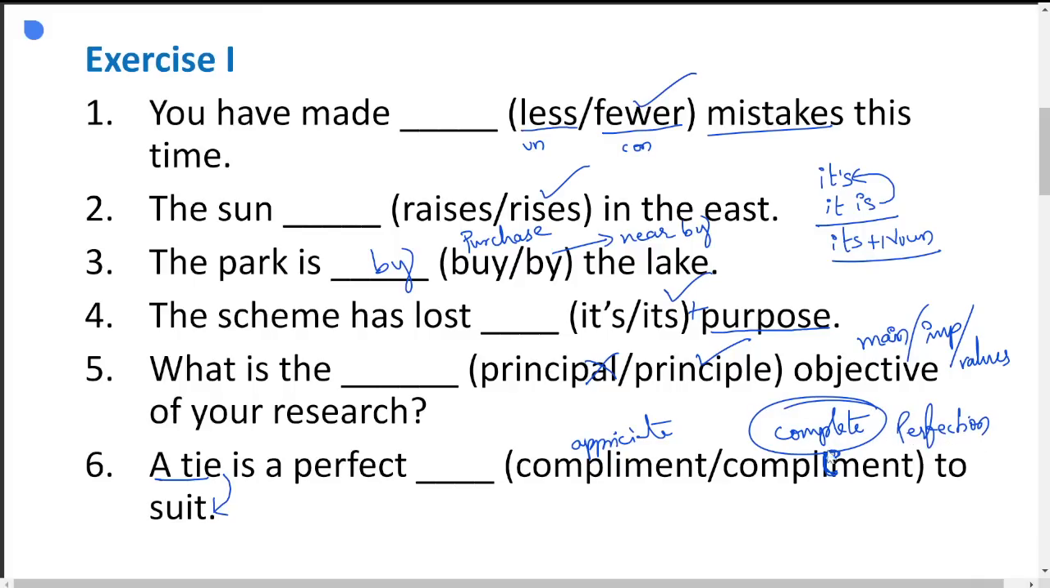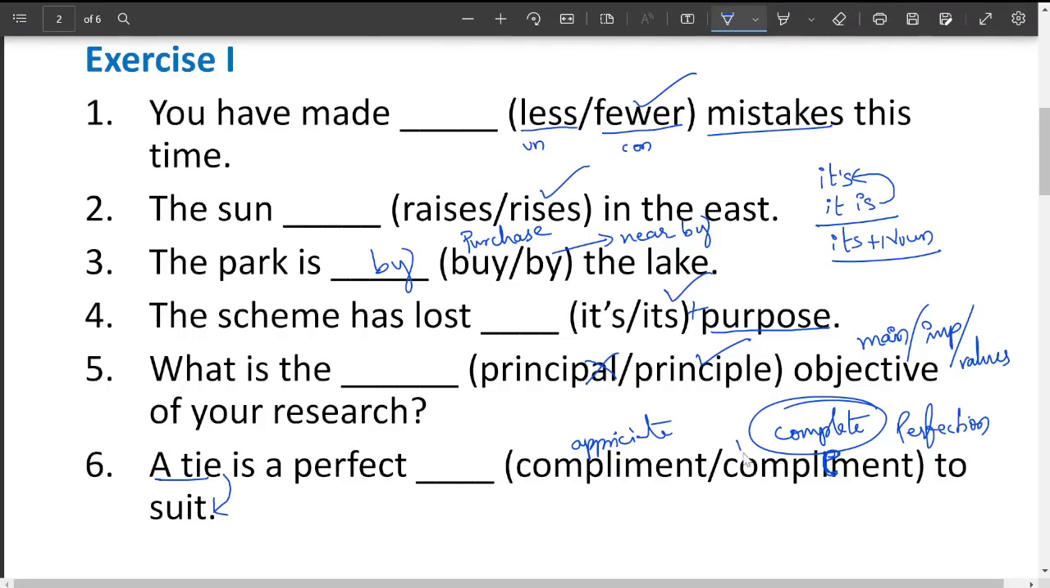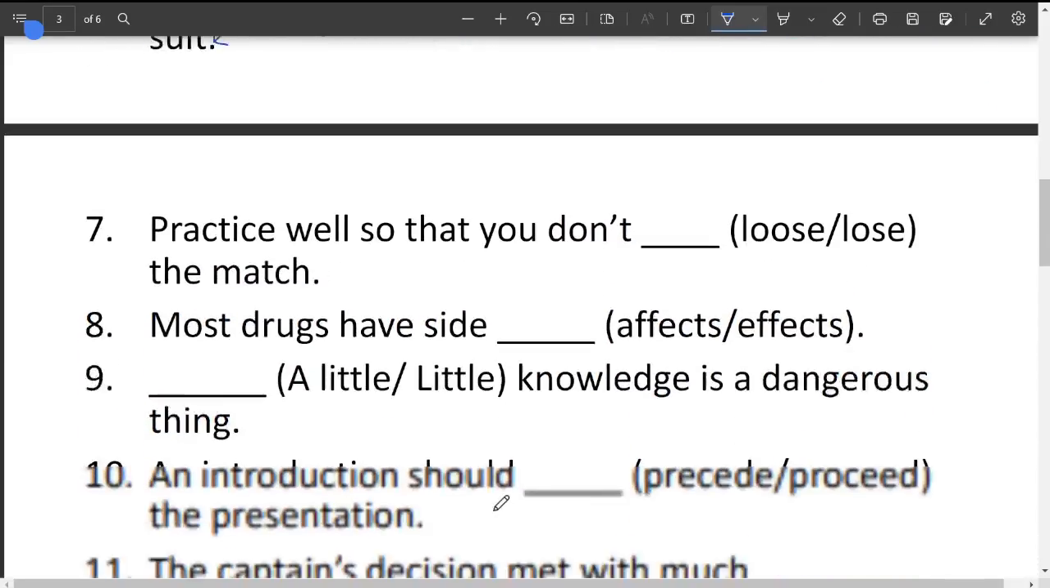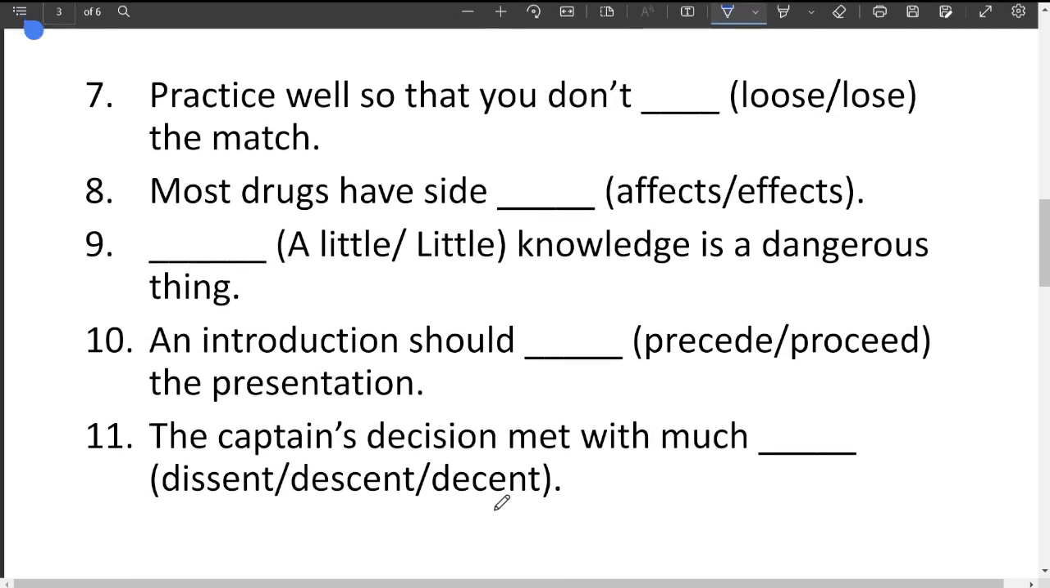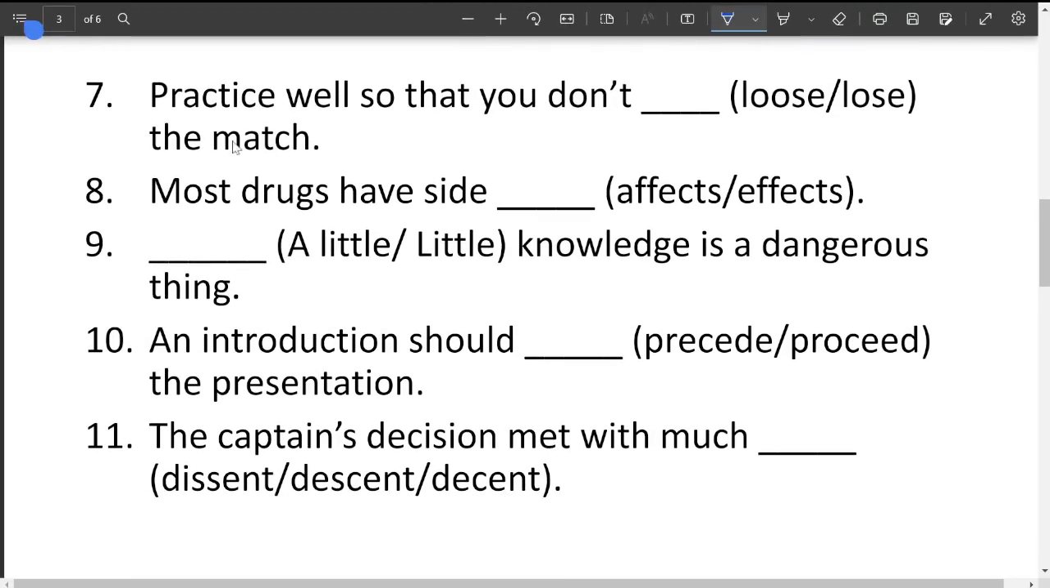Okay, now a tie is a perfect dash to a suit. That means a tie gives a complete figure of a suit. So which one can be used? Only the second one can be used. Okay, next let's move to the seventh one. Practice well so that you don't lose the match.